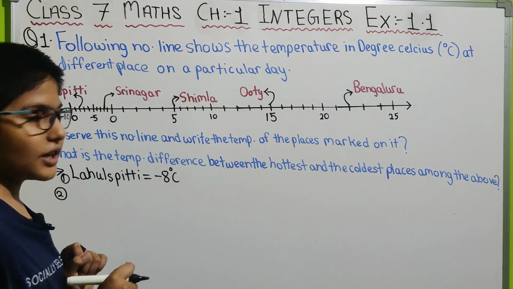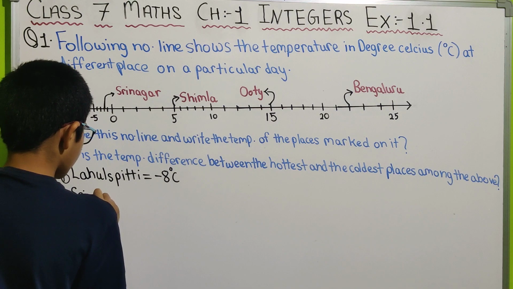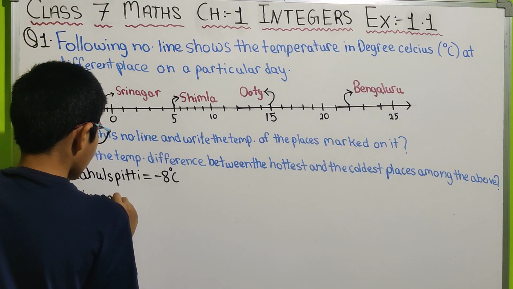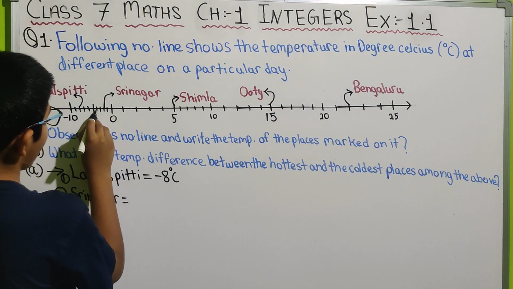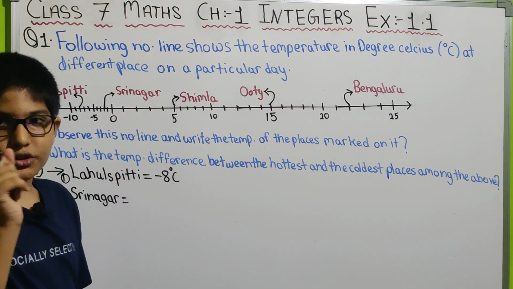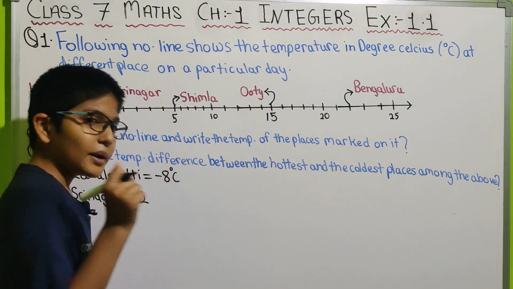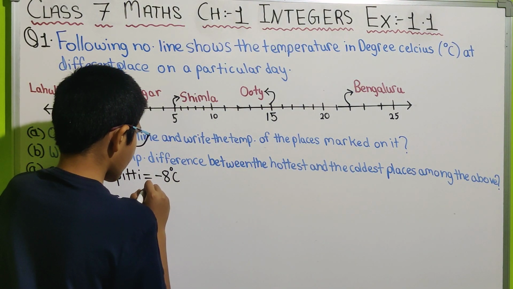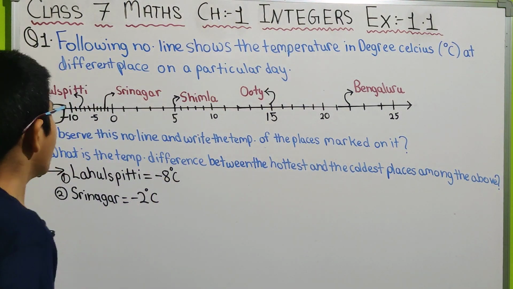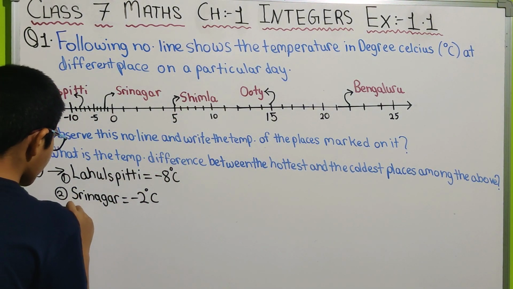The second one is Srinagar. So now let's write Srinagar. Srinagar temperature is how much? Srinagar temperature is -5, -4, -3, -2. Srinagar temperature is -2. Not only -2, here we also have to put degree Celsius. -2 degrees Celsius. Now after that the third one is Shimla. So now let's write it also.